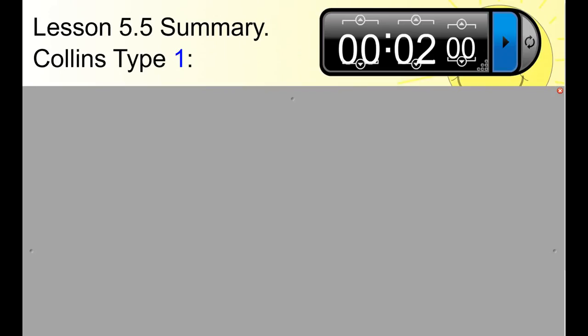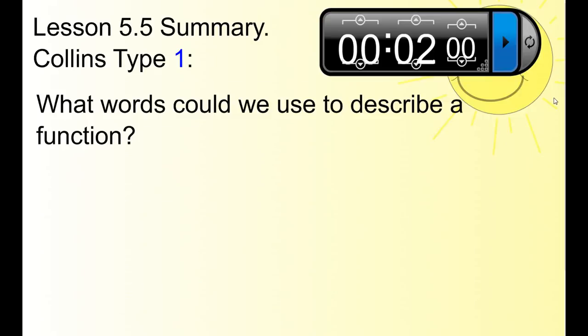Okay. And for our final summary of this module, it is a type 1. 2 minutes on the clock, and it just says, what words could you use to describe a function? I want a good comprehensive list. In this lesson, we talk about lots of ways we can describe functions, and even throughout this entire module. Give me all the ways you can think of where you can describe functions. That's it. Go ahead, pause the video, make me a nice, good list of all the ways you can use to describe functions. Pause the video if you need the question a little bit longer.